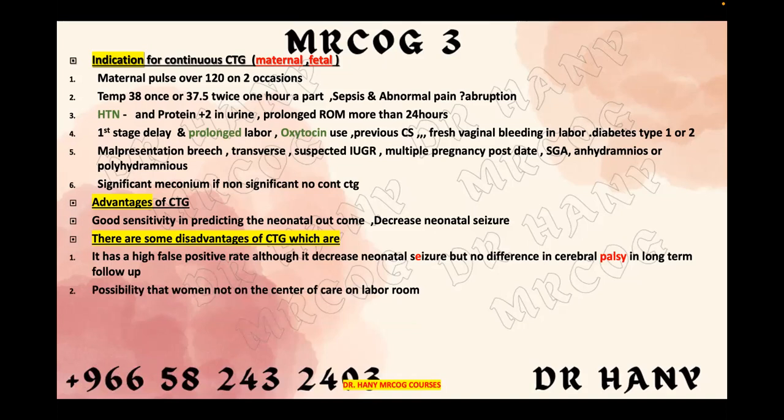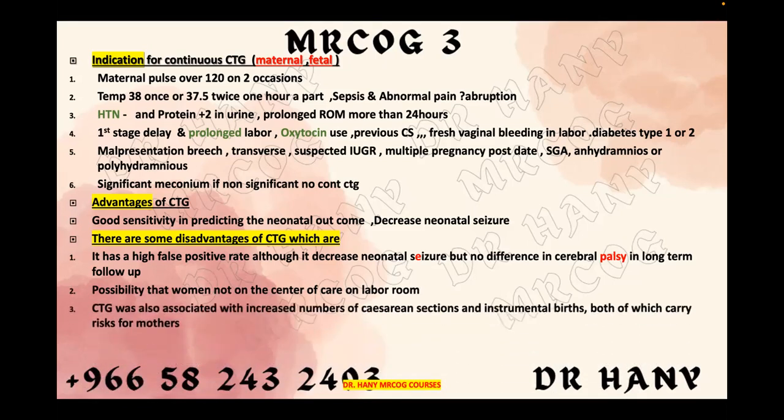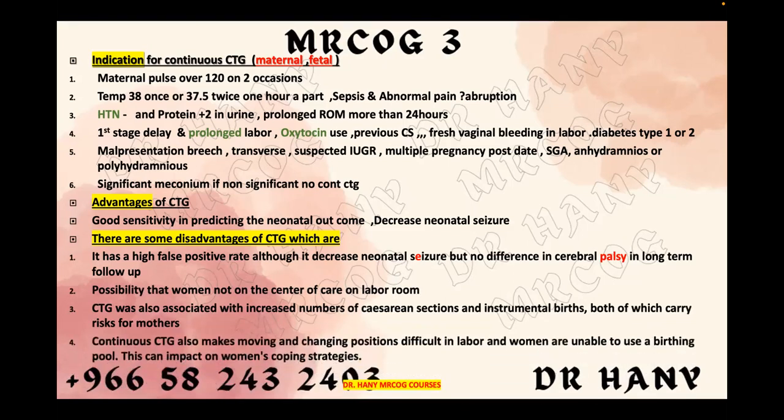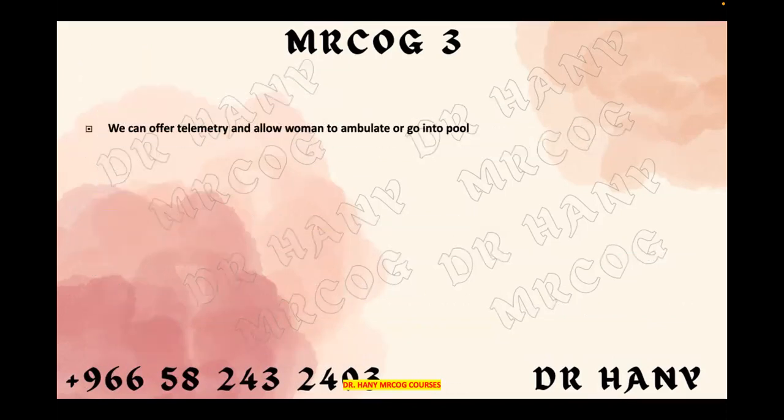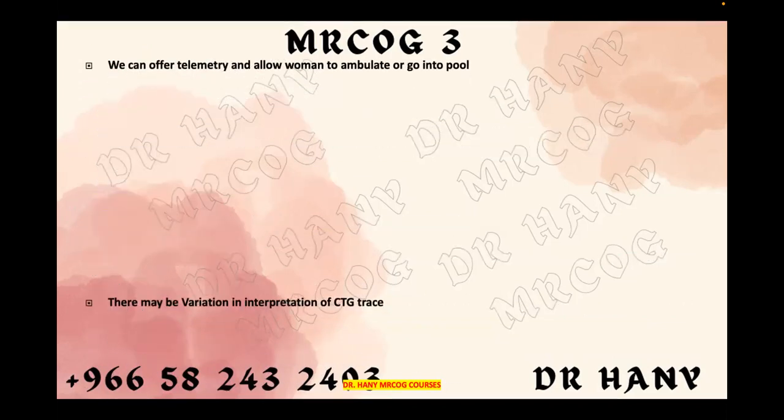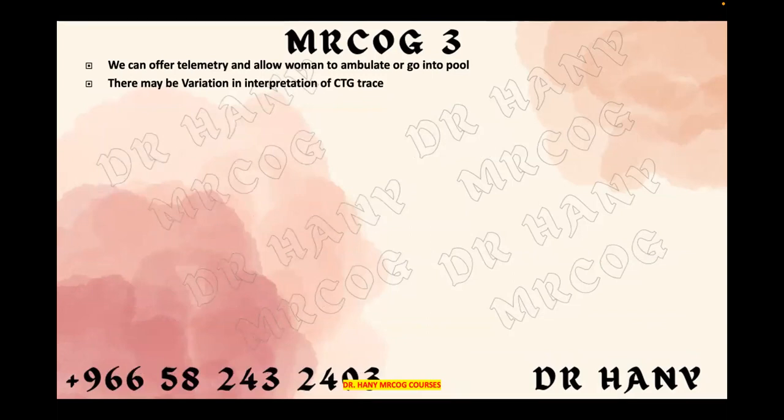There is a possibility that the woman is not at the center of the care, with the baby having the priority, and this should not be done. The CTG was also associated with an increased number of cesarean sections and instrumental births because of the mother's worry and increased intervention. Continuous CTG also makes moving in the labor ward challenging, and she will be tied, kept tight in the bed. In that scenario, you may need to offer telemetry, for example if the woman wants to go to the pool.